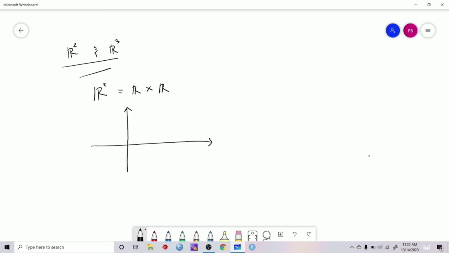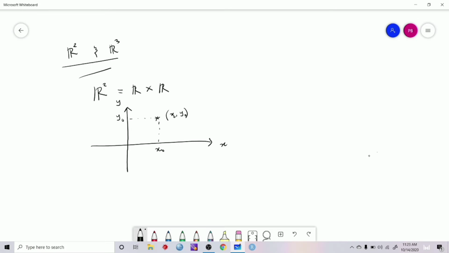Alright, so what can we do in this Cartesian plane? Let's have here x and y. Let's have a point, let's say this point. This point can be represented by this notation. So we have (x0, y0), where this point is x0 and this point is y0.